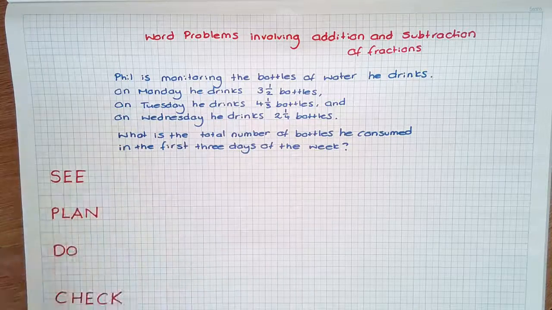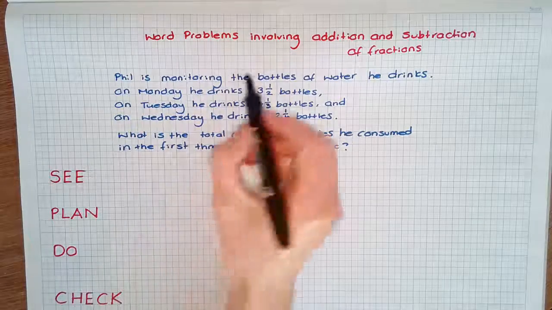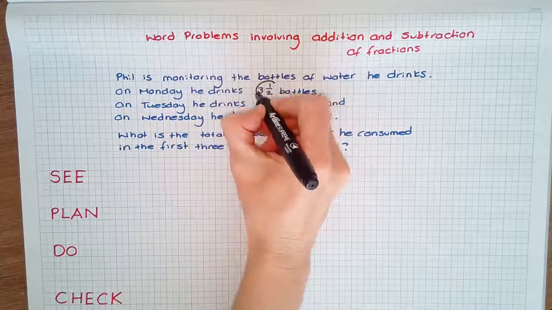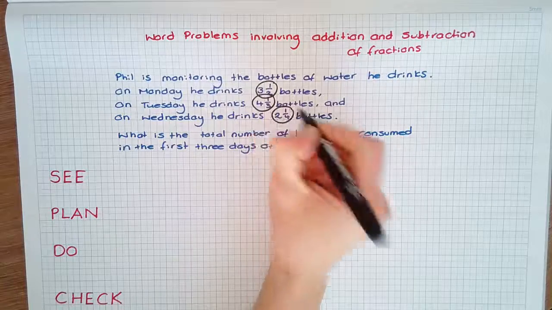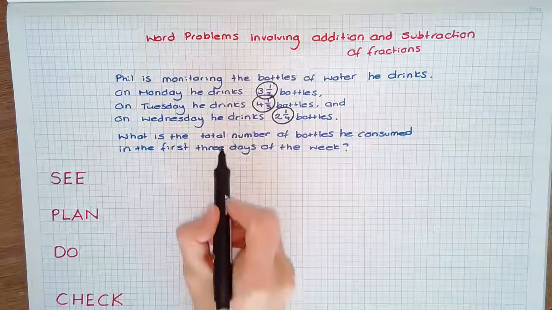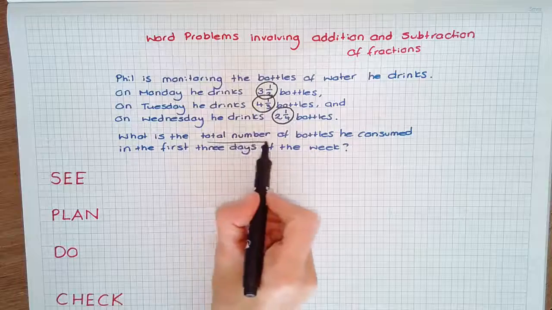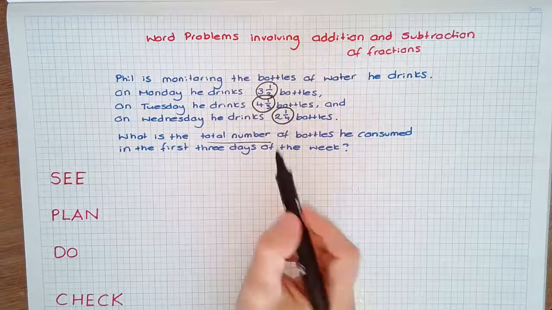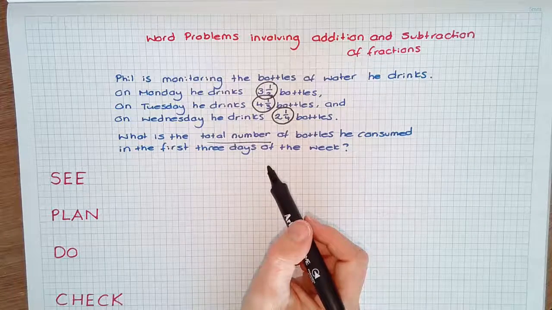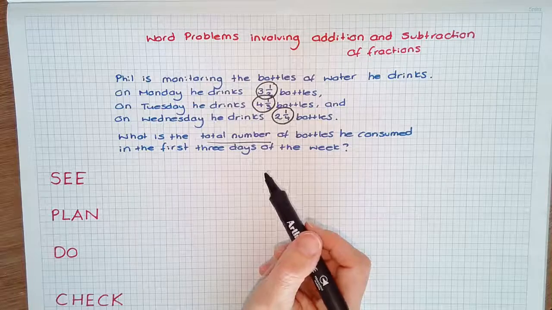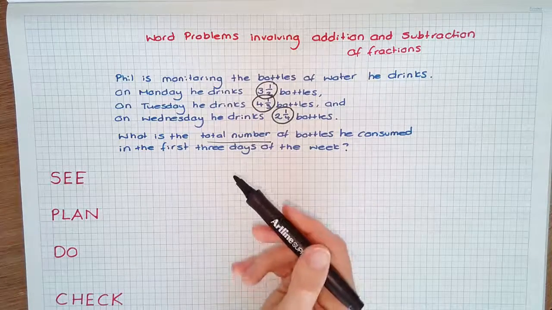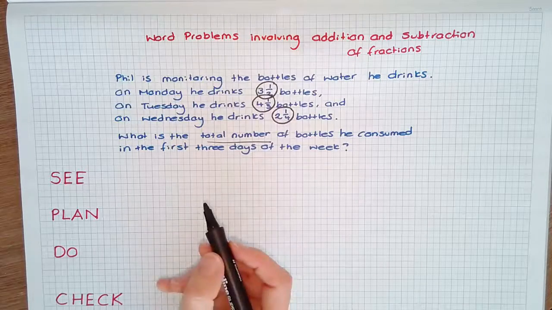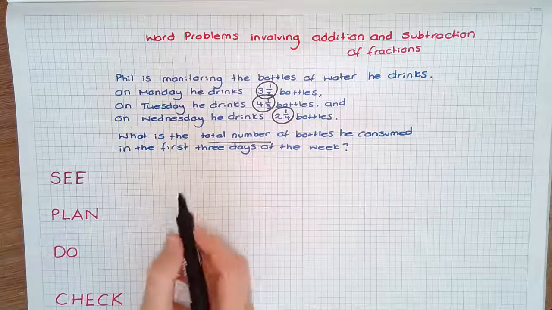So let's see the problem. The important information is the 3 numbers given, and the question: what is the total number of bottles he consumed for those 3 days? So planning the question out, I'm going to do an addition of mixed numbers. I could use a diagram to help. So let's quickly do a quick sketch of this problem.